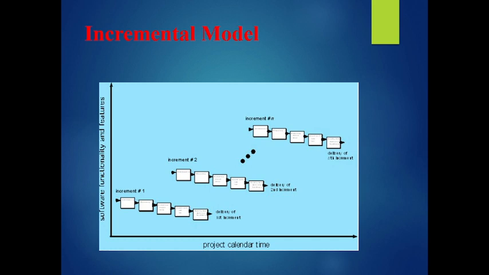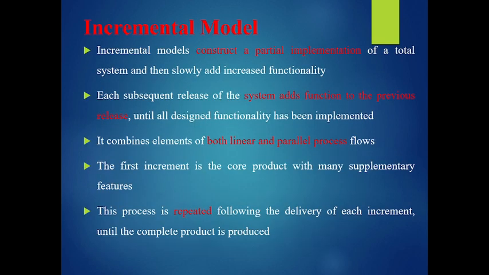And the next model is the incremental model. This diagram shows the incremental model. Here each increment consists of the basic activities like communication, planning, modeling, construction and deployment. Here all the increments will be done in parallel. This model constructs a partial implementation of a total system and then slowly adds increased functionality. Each subsequent release of the system adds function to the previous release until all designed functionality has been implemented.